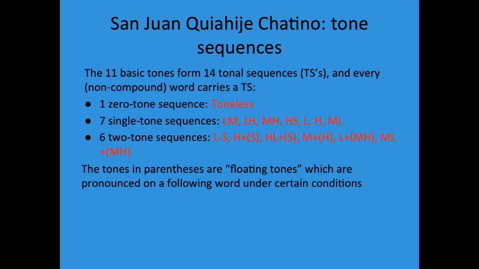Okay. So the 11 basic tones form the 14 tone sequences. With the zero tone sequence, which is toneless, we have one. We have seven with one tone sequence. And then we have six with two, meaning that we have six with floating tones. I put the list here, and if we have time, we can go back to them. But these are basically the ones that are found with floating tones.